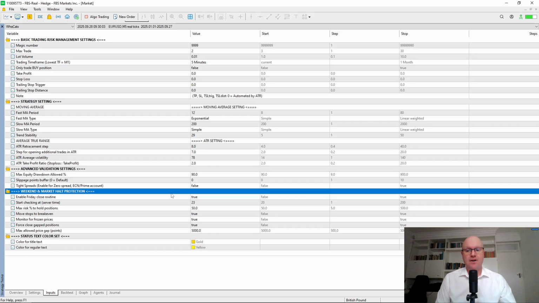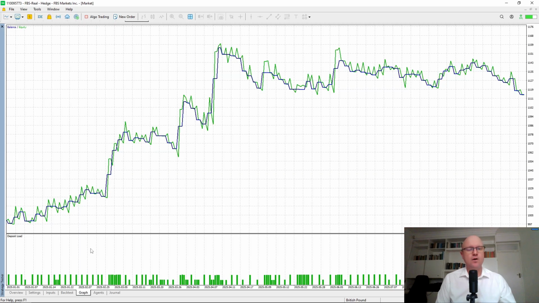Then under the advanced validation settings, we have our maximum equity drawdown, as well as a slippage buffer and an additional filter for those using ECN or zero spread accounts. It also has a weekend or Friday hold protection system, which is really good to see on a free expert advisor. Some of the negative things is that it doesn't have a lot calculation system and there is no news filter.